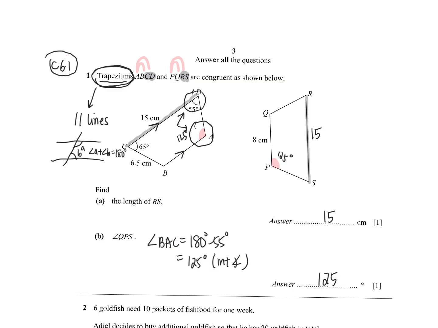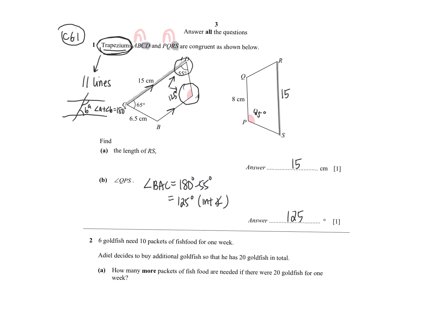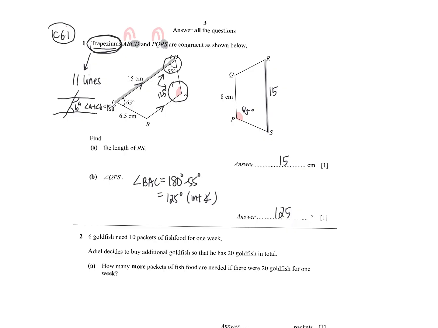Okay? Next one. Goldfish. This one was in your test, right? Some of you anyhow do. So goldfish and fish food. First thing you ask yourself: is this a direct or inverse proportion question? If I have more goldfish, do I need more fish food or less? So they are moving in the same way. So this is direct proportion.